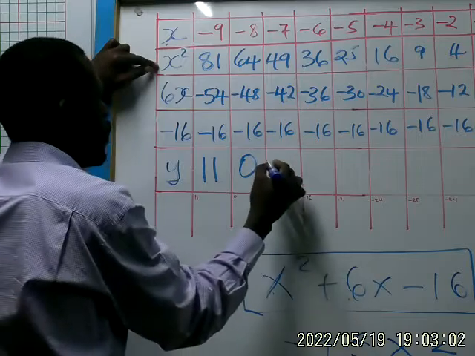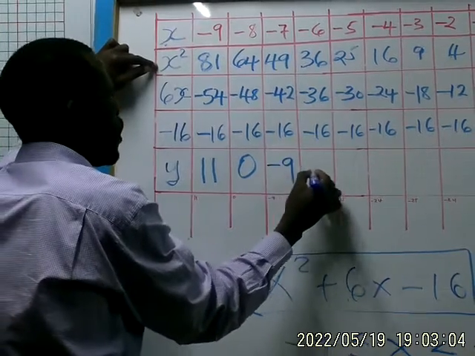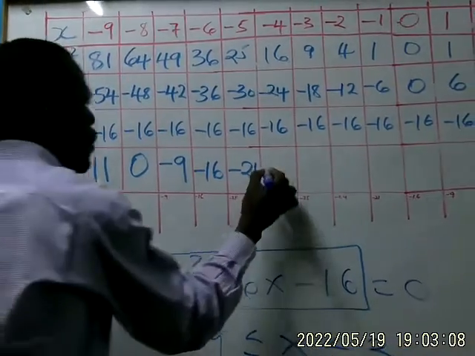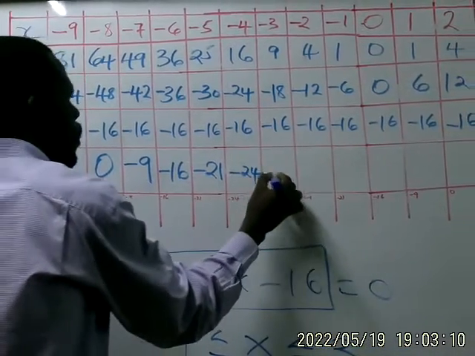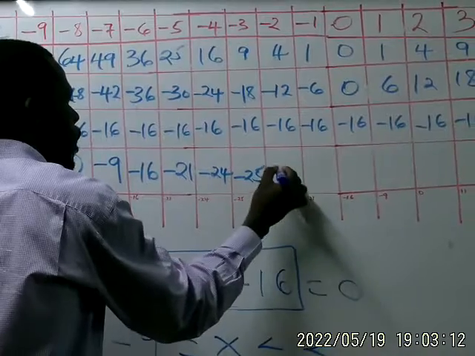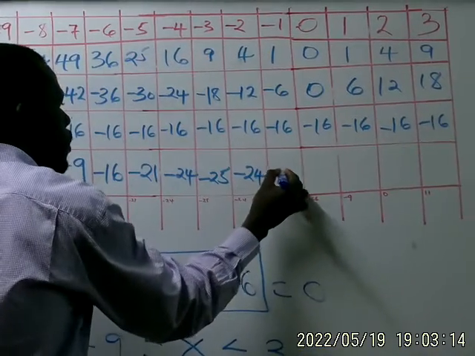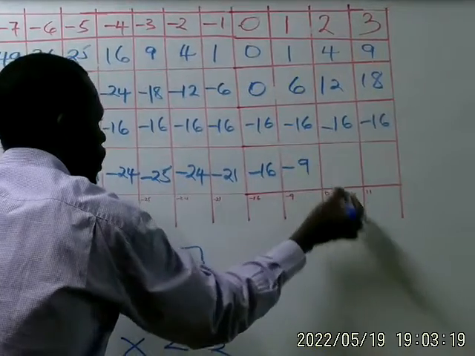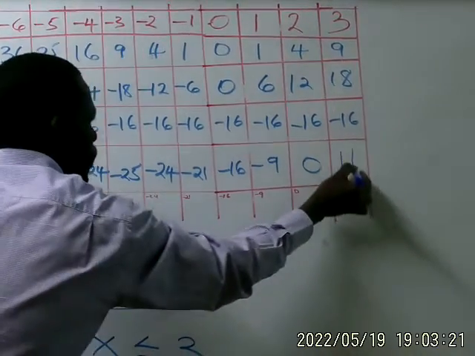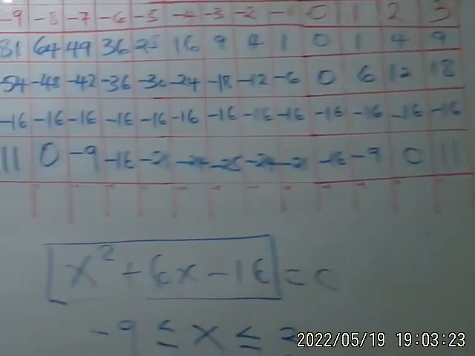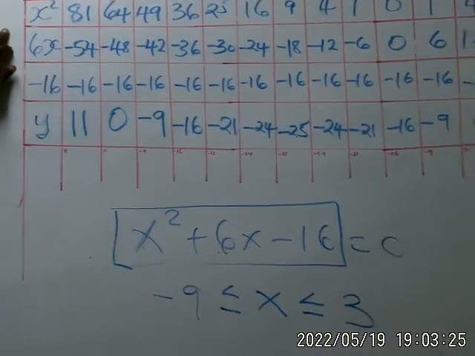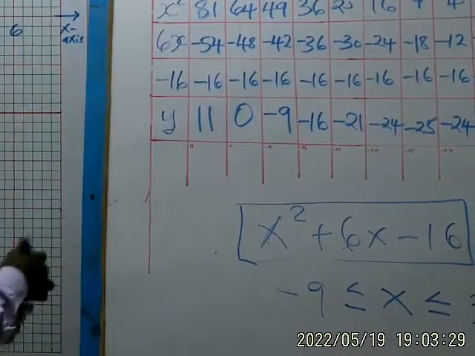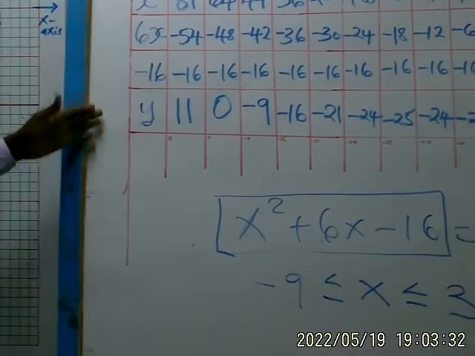This one you will get -9. This one you will get -16. This will give you -21. This is -24, -25, -24, -21, -16, -9, 0, and 11. Now, I have filled my table, and I want to use this table to draw the graph. Now, I come to the graphical side to draw that graph.